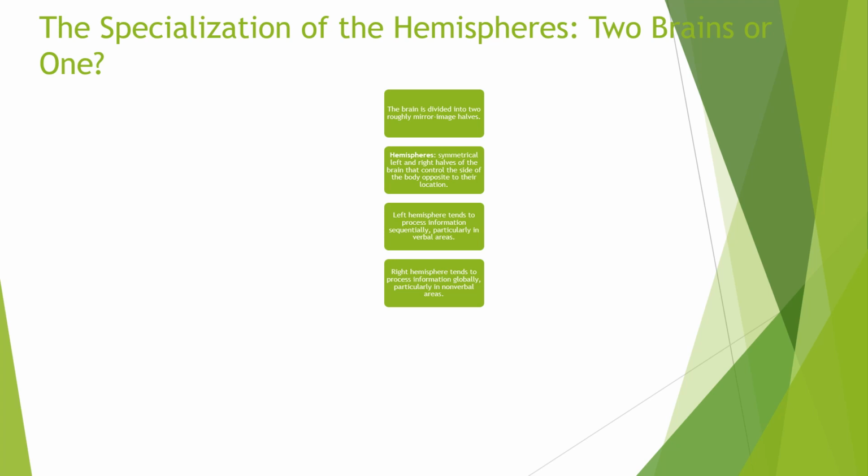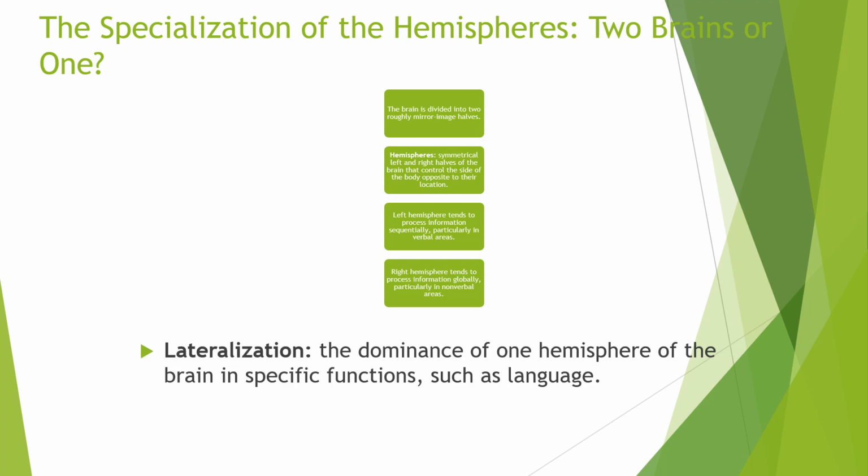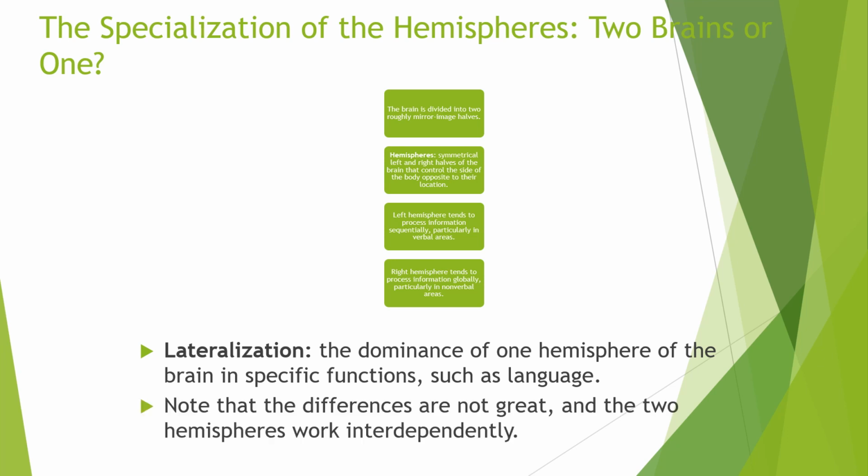They control the opposite sides of the body, and it is the left hemisphere that's in charge of verbal areas of your brain, those that control language, and the right hemisphere is involved in nonverbal areas. We use this term lateralization. It's the dominance of one hemisphere of the brain in specific functions, such as language. The differences between the two hemispheres are not great, and the two hemispheres do work interdependently.